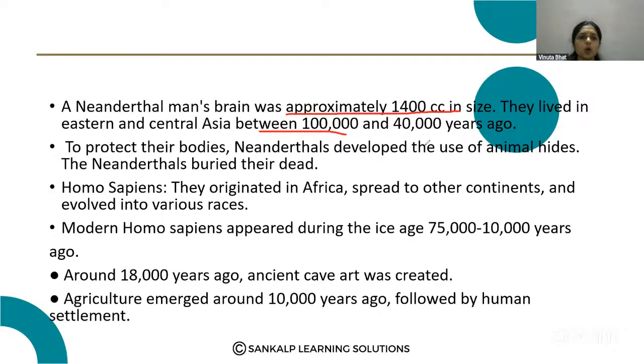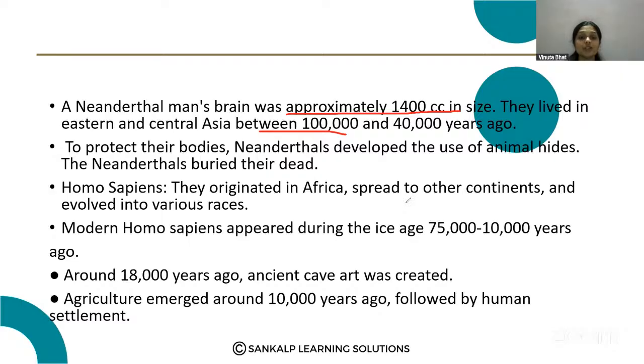And next one, Homo sapiens. They originated in Africa, spread to other continents and evolved into various races. So nowadays, the human population we are observing all belongs to Homo sapiens.